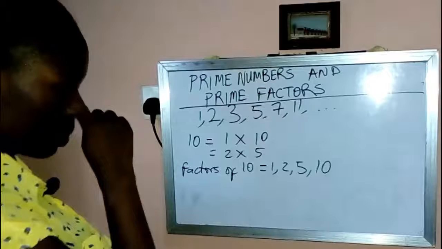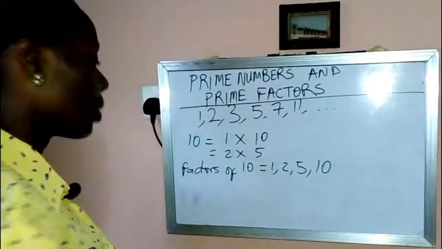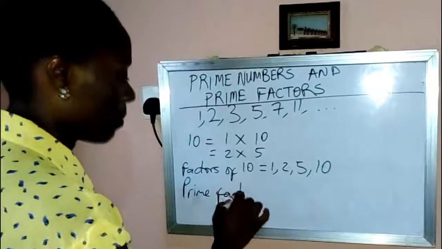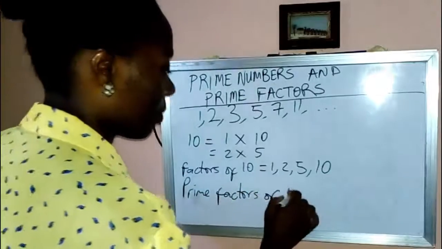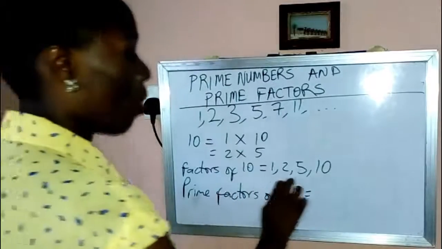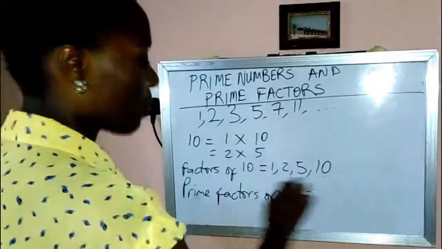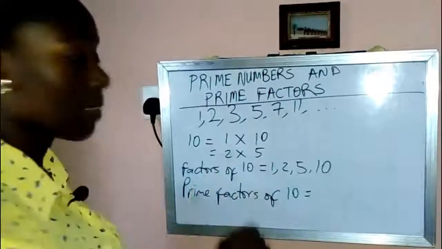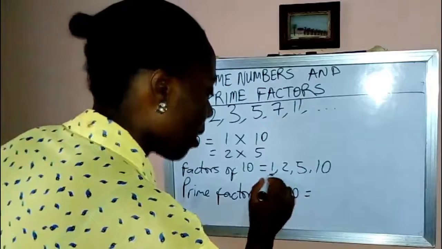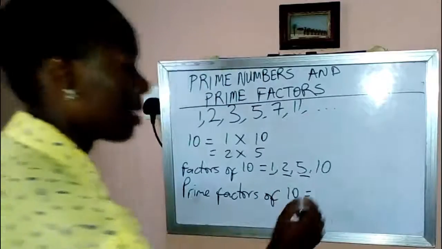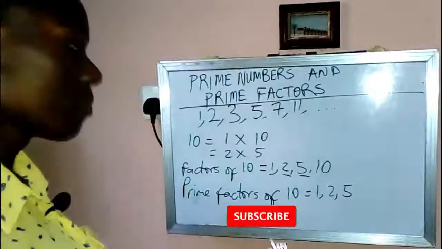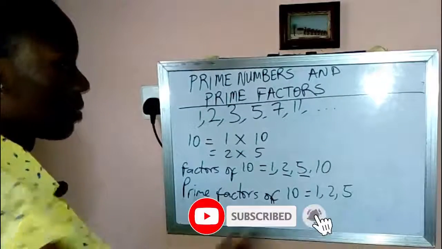Now, if I were to solve using this question, what are the prime factors of 10? Prime factors of 10, like I've told you, are factors of this particular number, which is 10, that are prime numbers. So what are they? I have 1, 2, and 5. So I write down my answer: 1, 2, 5. These are prime factors of 10.